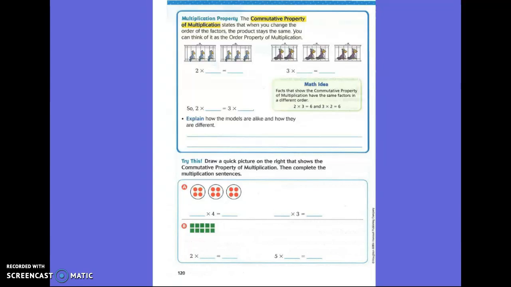Multiplication property. The commutative property of multiplication states that when you change the order of the factors, the product stays the same. You can think of it as the order property of multiplication.